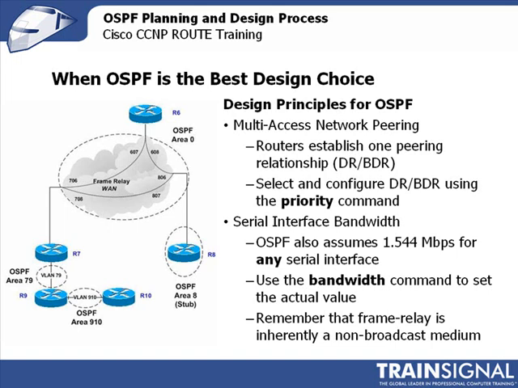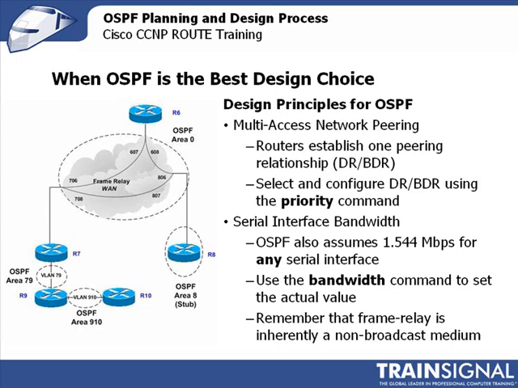There are several things in dealing with OSPF to understand regarding design principles. There is network peering that's unique on multi-access networks. As we mentioned earlier, routers establish one peering relationship with the designated router and one with the backup designated router on a multi-access network, such as Ethernet. There is a selection and configuration of the DR and BDR using the ip ospf priority command. This is an interface command, and it's actually particularly important.